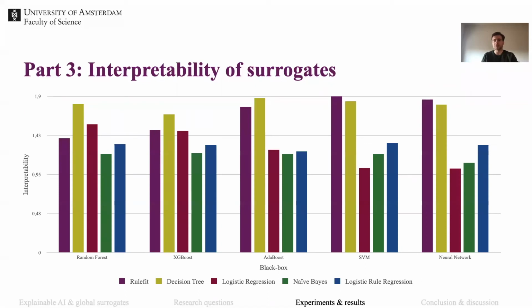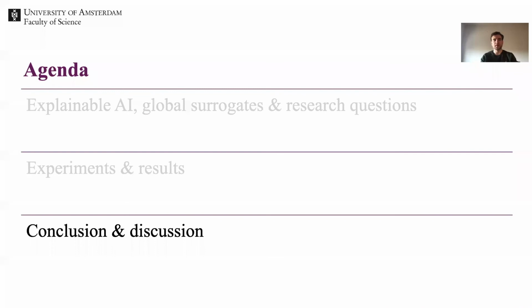On the y-axis, we see the average interpretability score over the 5 real datasets that were used. And on the x-axis, we again have all 25 surrogates. On random forest, XGBoost and AdaBoost, so the left 3 black boxes, decision trees are the most interpretable. And on support vector machines and neural networks, so the 2 black boxes on the right, rule fit shows slightly higher interpretability. That finally brings us to the conclusion and discussion.